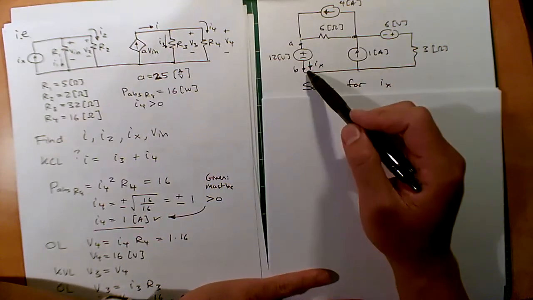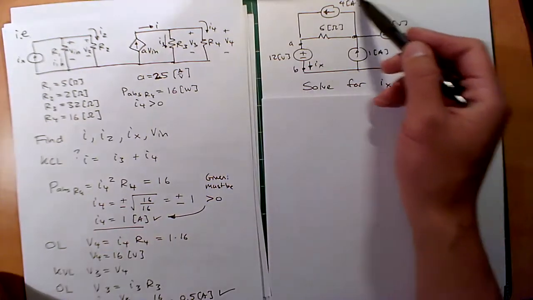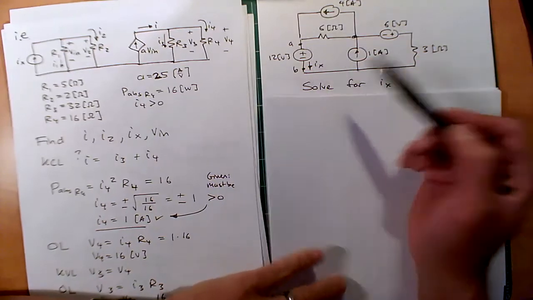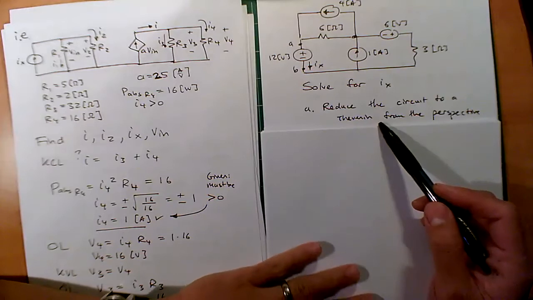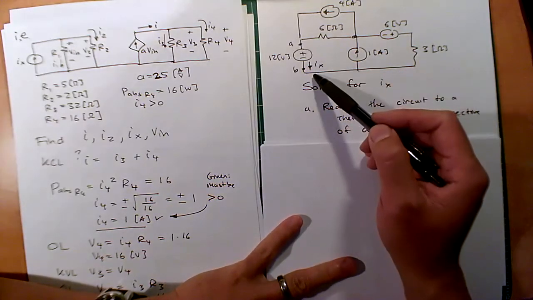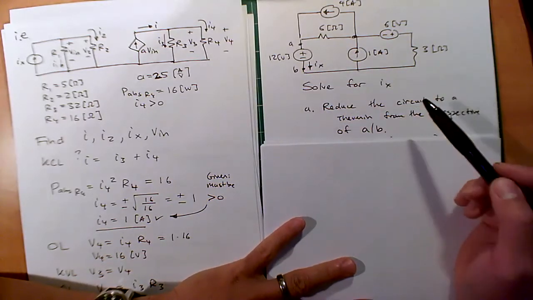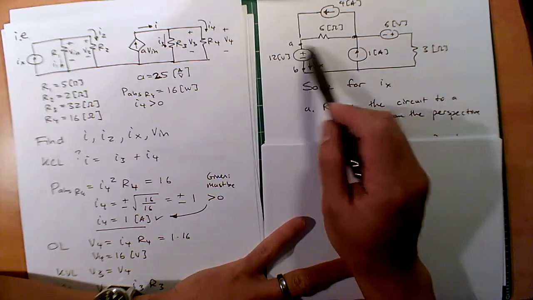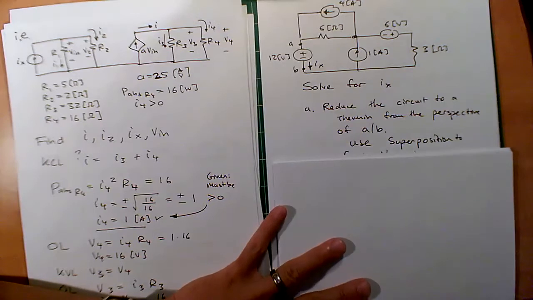Now, the way they ask you to solve for the IX is they say take this part and reduce it down to a Thevenin Norton from the perspective of these A and B, right? And then once you've reduced it down to your Thevenin Norton, then put your 12 volt back in and then solve for it. And I'm going to add one more.